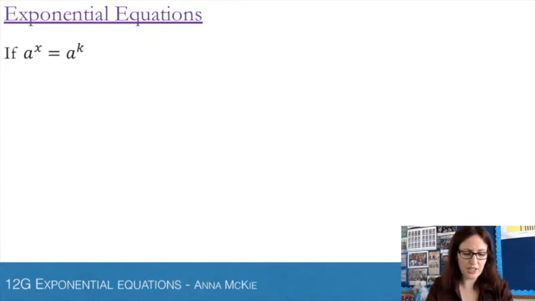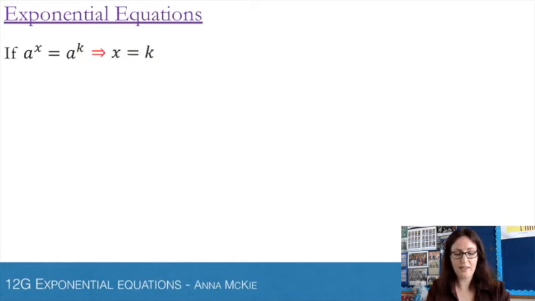So, some of the terminology here. If a to the power of x is equal to a to the power of k, we've noticed that the base is a and the powers, or the exponents, are x and k. What could that possibly mean for x and k?